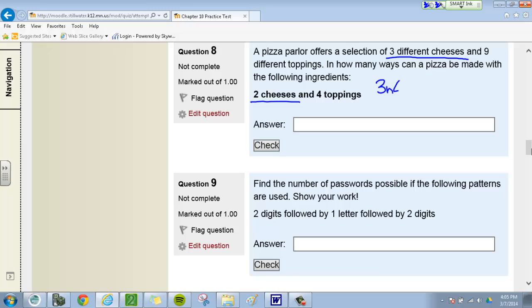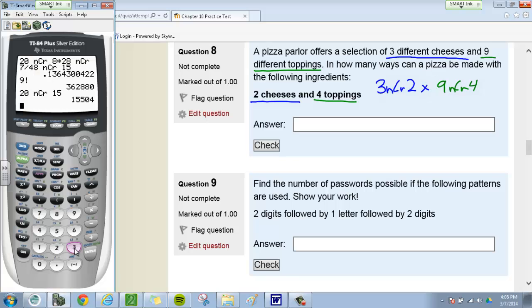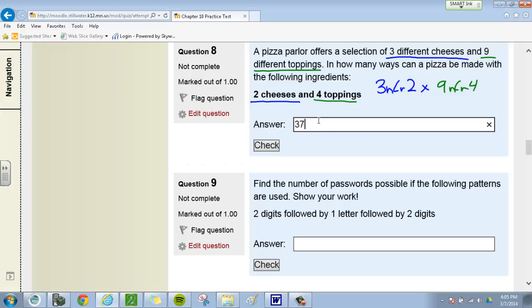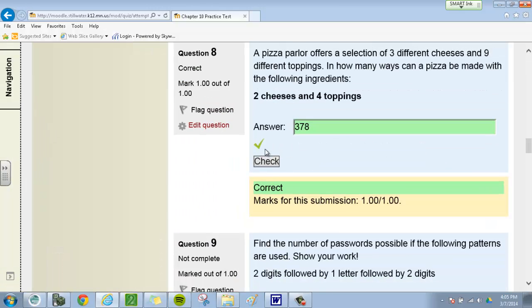Well, 3NCR2. That's how you put it in your calculator, right? And we got to multiply that by how many ways you can choose 4 toppings from 9 different toppings. And so that would be 9NCR4. Put those in your calculator and you've got your answer. So 3NCR2 times 9NCR4. Hopefully I did that right. Looks good to me. So 378. Excuse me. There's 378 different ways you can do this. Okay. Check that. Good.